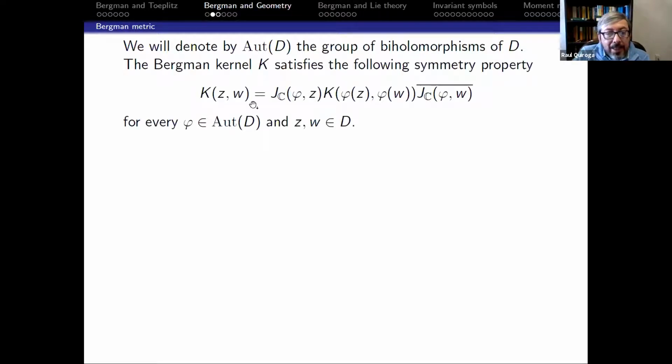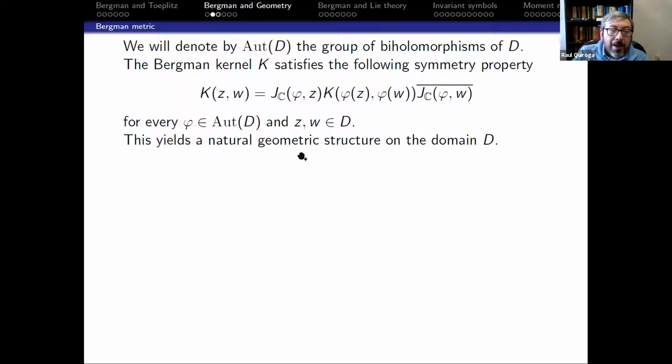The Bergman kernel satisfies this symmetry with respect to the automorphisms. It is not precisely invariant, but it satisfies this expression with the complex Jacobian, the determinant of the complex differential. This is a notation I'm going to use several times. This is just really using change of variable in the integral expression for the Bergman projection. It's a very natural geometric structure on the domain.